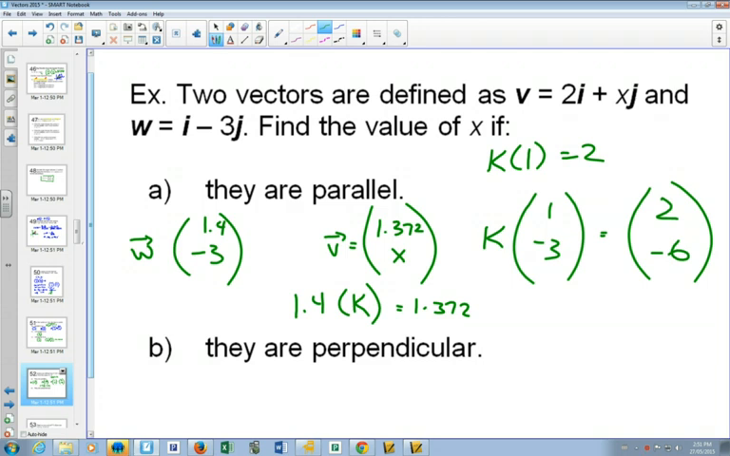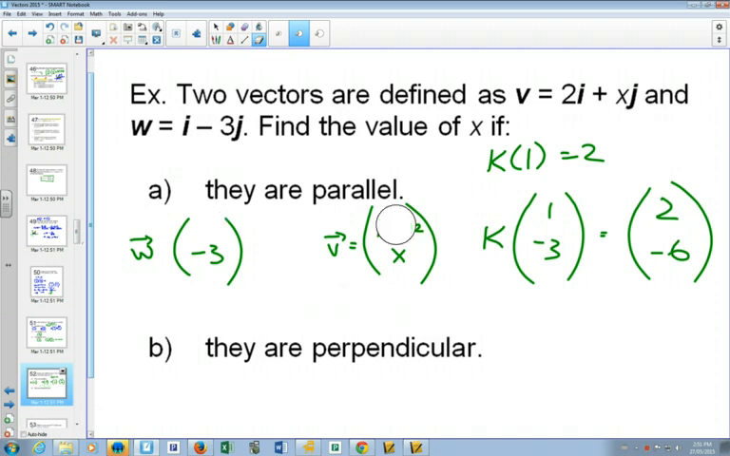But for this one, with our original numbers of 1 and 2, it was really quite easy to see that it was just doubled. And we could figure it out that way.